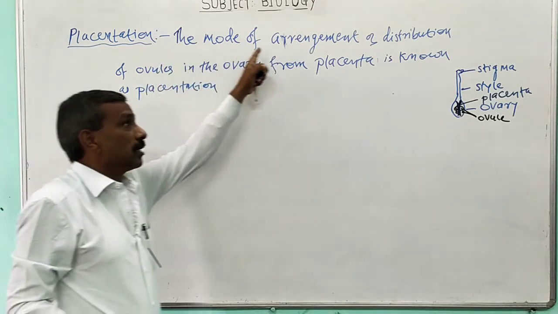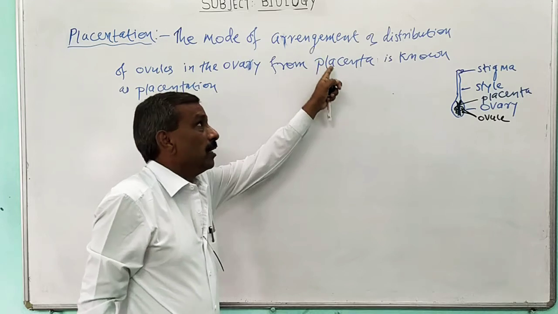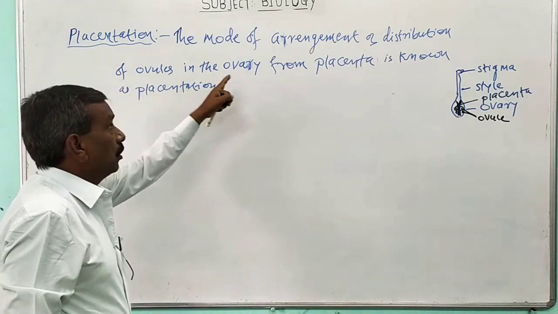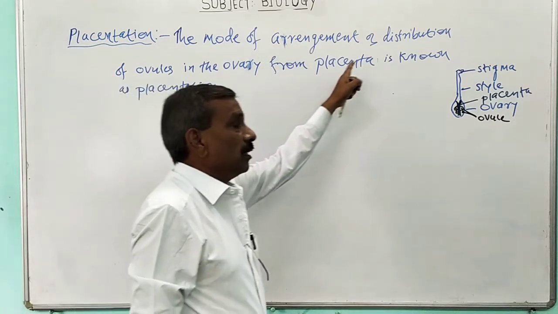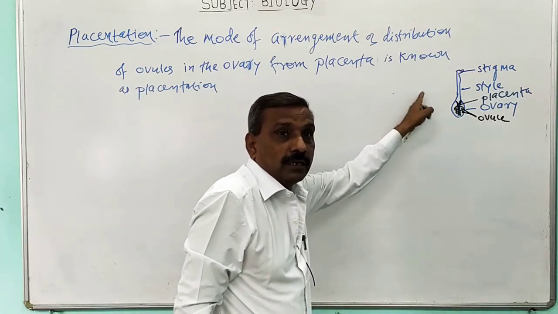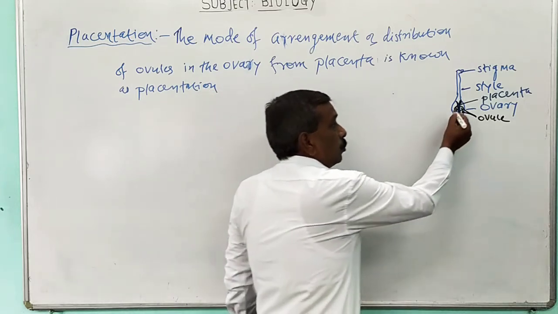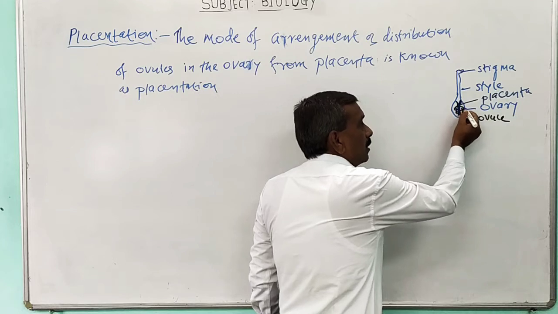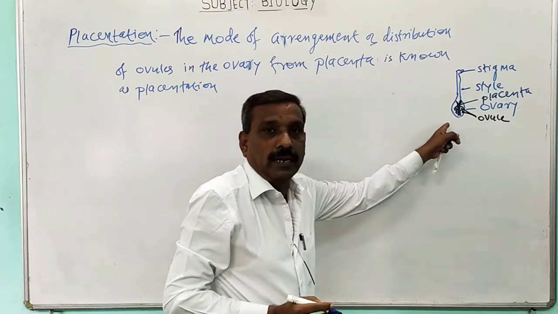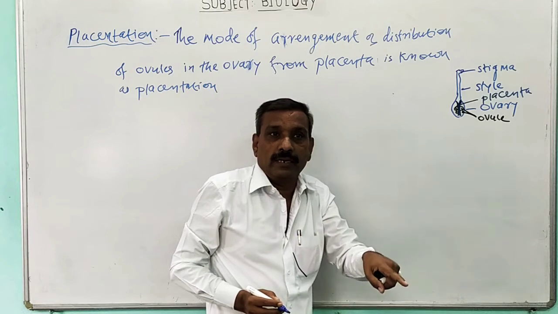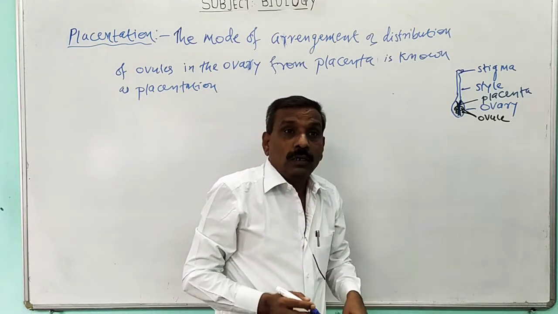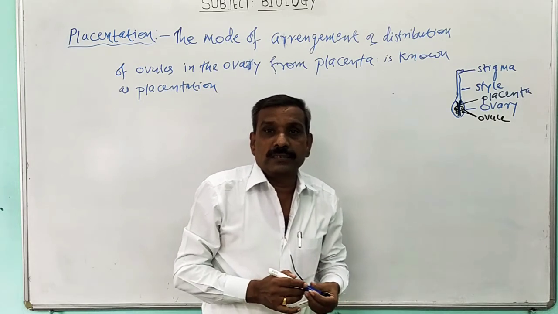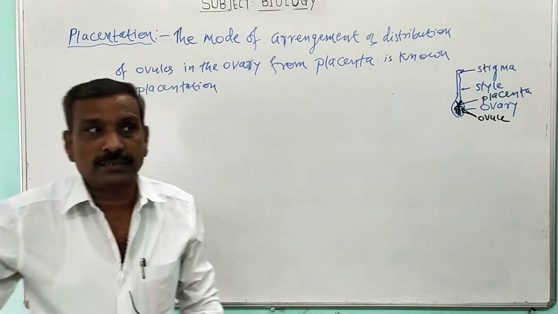The mode of arrangement or distribution of ovules in the ovary from placenta is known as placentation. See, this one is an ovary. This one is a placenta, and from this placenta ovules are produced in a definite manner. This arrangement or distribution of ovules in the placenta is known as placentation. Everybody getting the definition of placentation?